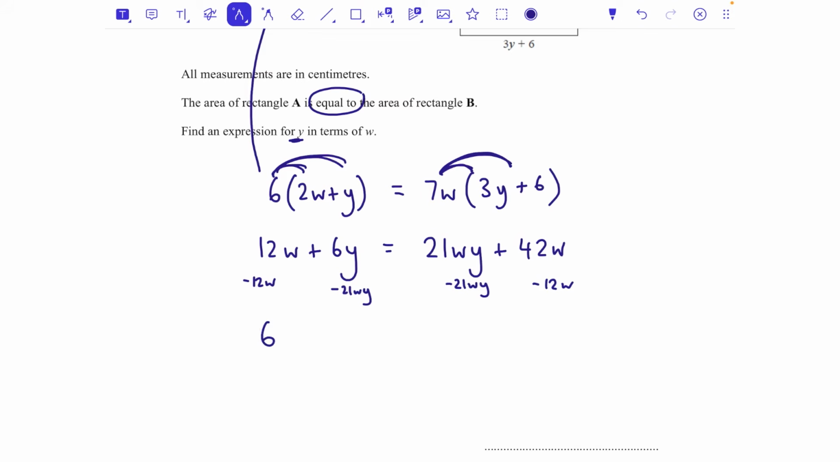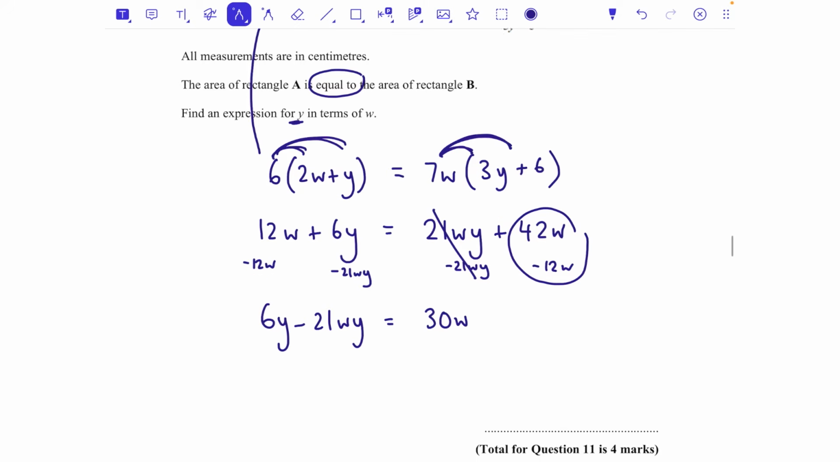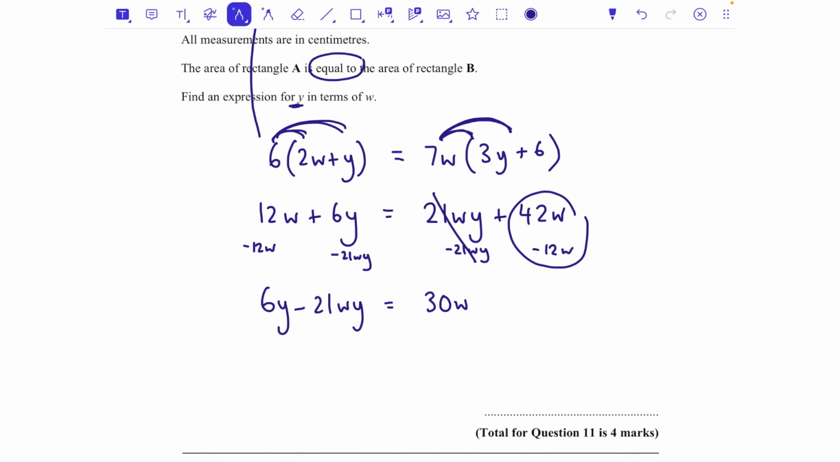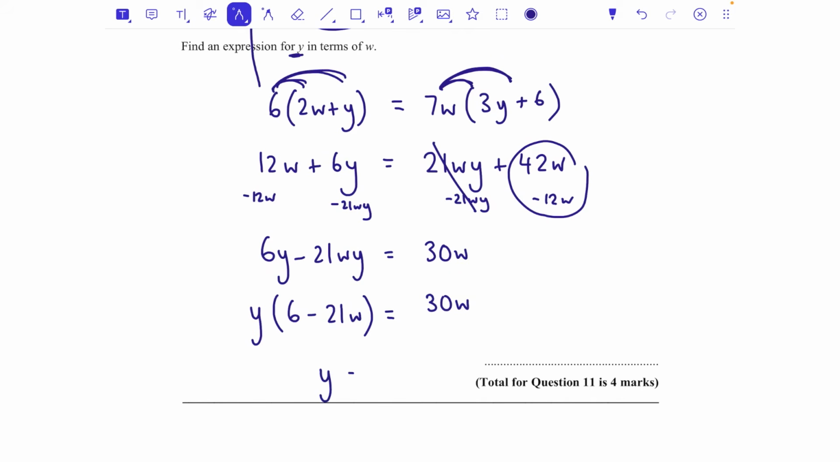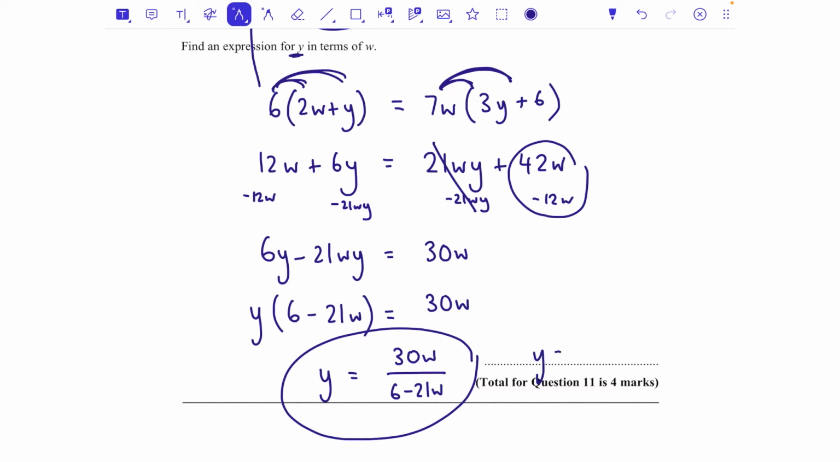So that would leave me with 6y minus 21wy equals 30w. This is gone, and you've cancelled this down to be 30w. They are like terms, so that can come off. Now I want y to be the subject of the formula, so I just want to take the y outside here. 6 minus 21w is what you'd be left with, equals 30w. And then we're going to divide by that bracket, so y equals 30w over 6 minus 21w. And that would be your final answer. You now have y in terms of w, so y equals 30w over 6 minus 21w.